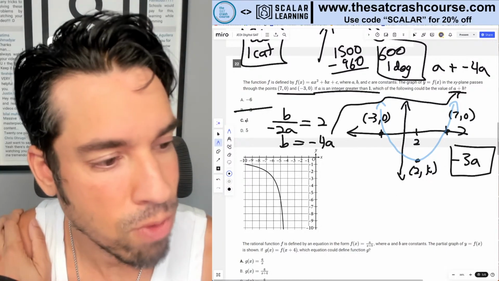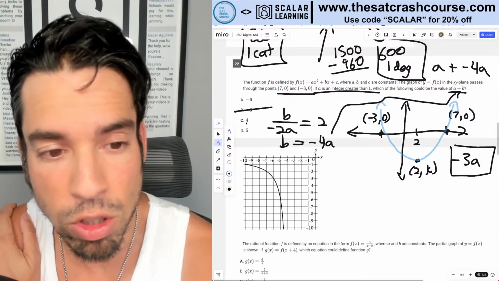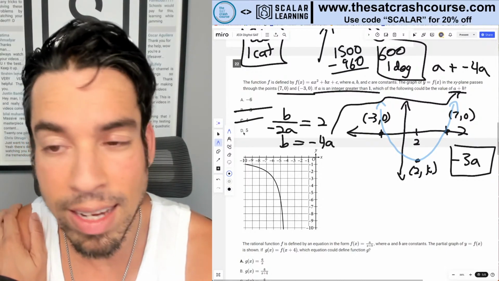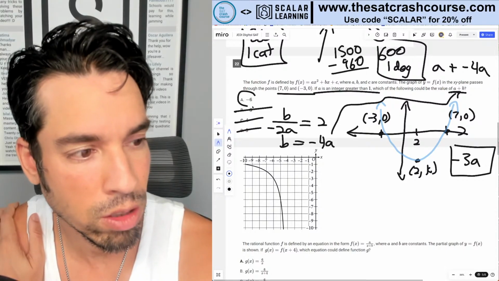Now, how would I get 4? Well, to get 4, a would have to be negative 4/3, but it says a is greater than 1, so it can't be negative. Also, I'd need negative 5/3 here to get d. Can't be a negative.